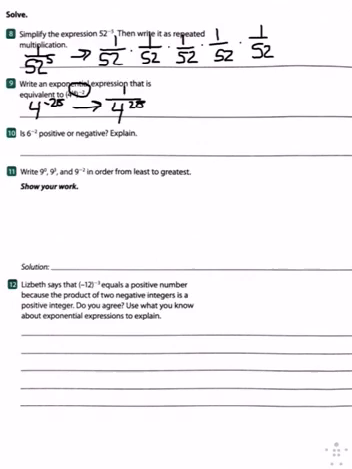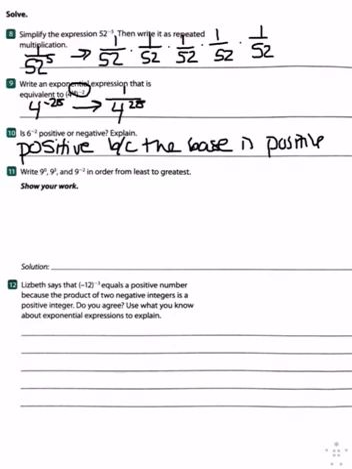Number 10, is 6 to the negative second positive or negative? Explain. It is positive because the base is positive. Negative exponents only means it's written as a fraction.